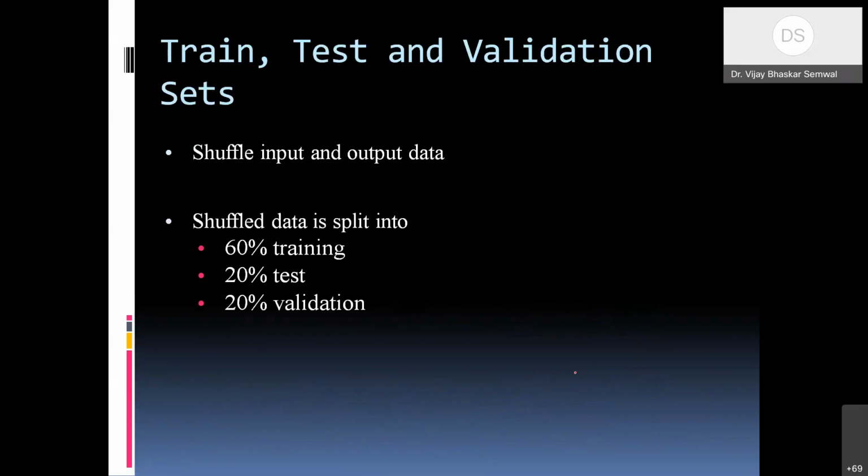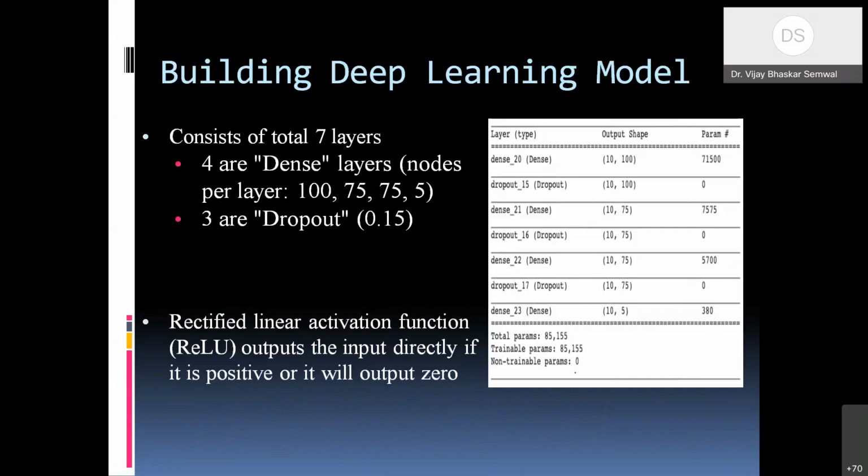Then finally we have split the data into 60% training, 20% testing, and 20% validation. We have used a 4-layer deep learning model, in which a model with more than 3 layers is considered a deep learning model. The initial layer was 716, the first layer has 100 neurons, the second layer 75, the third layer 75, and finally we have 5 classes, so 5 neurons are there.